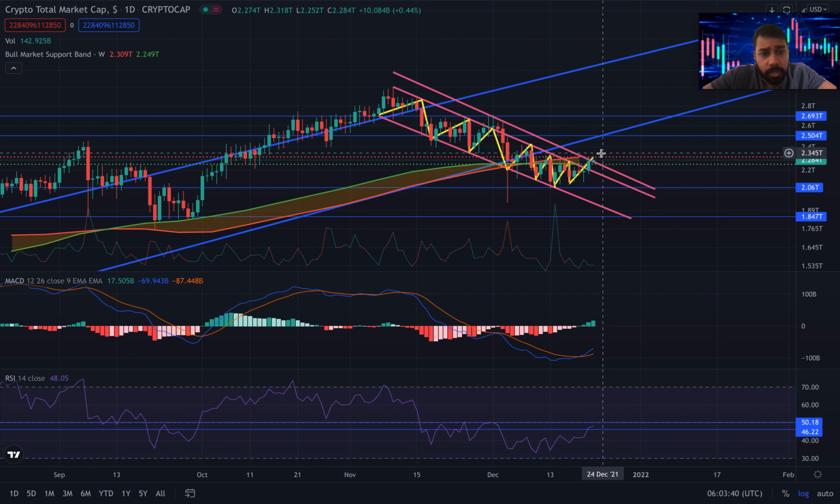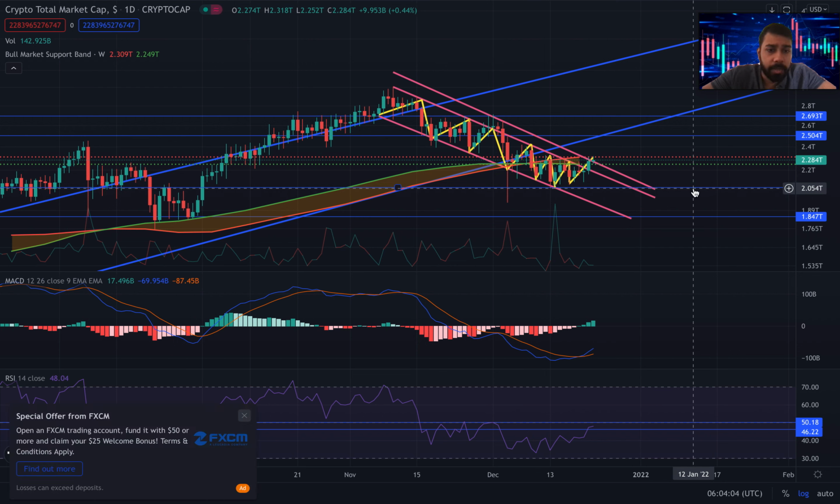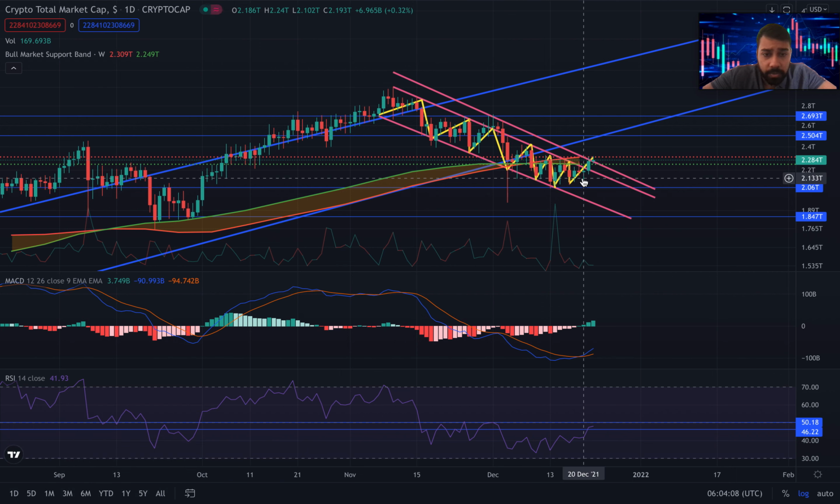Next up would be multiple closures above 2.309 and heading into our line in the sand for bullish movement, which is 2.5 trillion, right? Until we do get above 2.5 trillion, even though we have broken out of the falling wedge, it is still very likely for a test of 2 trillion. So keep that in mind. However, we are on track according to the technicals to get here.